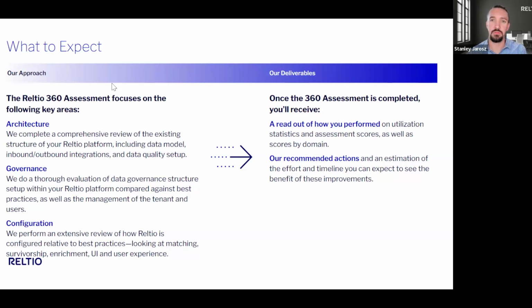From a deliverable standpoint, and we'll show you these in a bit more detail in a moment on the right, we will give you a readout. At the end of this, it's about 4 to 5 weeks, usually about 5. We'll go through a detailed readout of how you scored in each grouping, what we recommend, and then a level of effort, an estimation of time if you wanted to correct each of those recommendations.